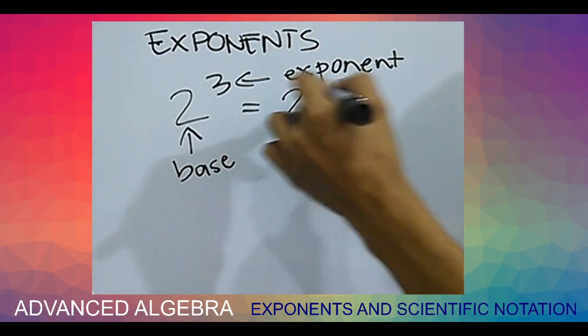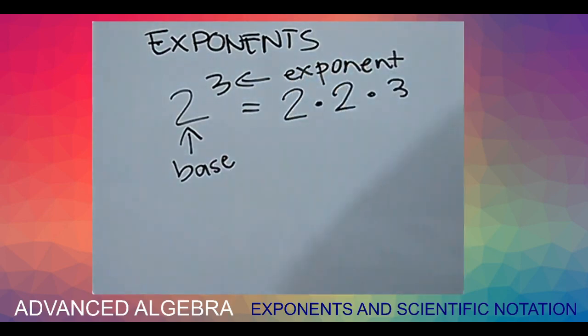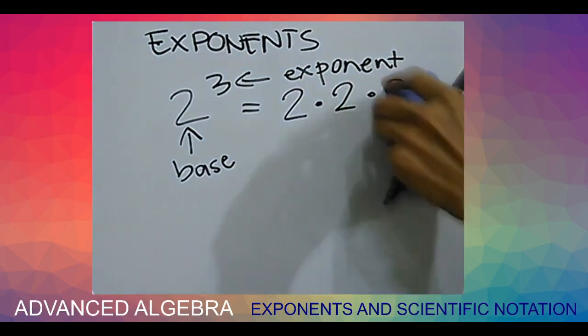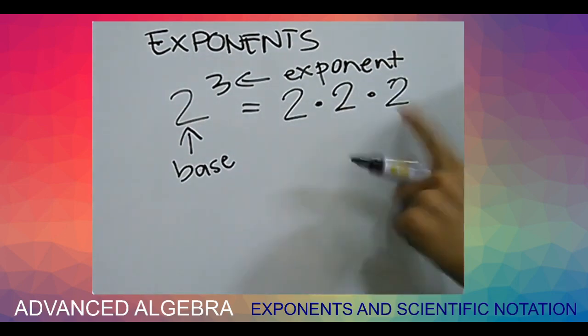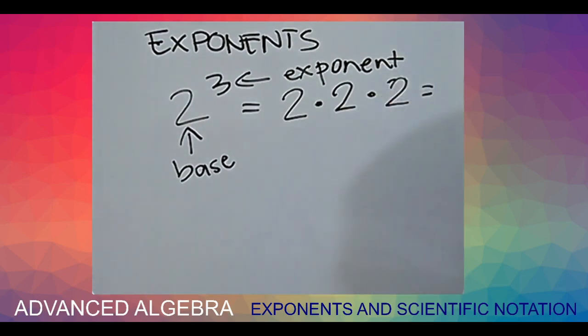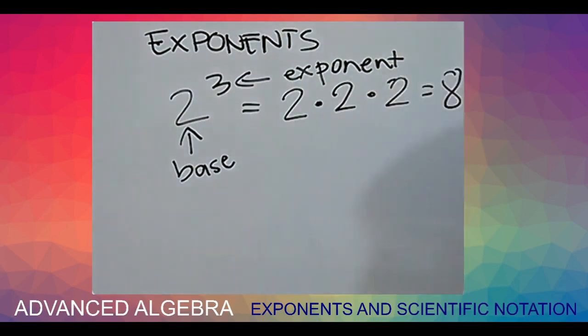2 times 2 times 2. Sorry, 3 na yung sumat ko, 2 dapat. Yan. So, 2 times 2 times 2. Sagot dito ay 2 times 2, 4, times 2 is 8. Okay. So, yun yung sa pag-ano ng exponent.